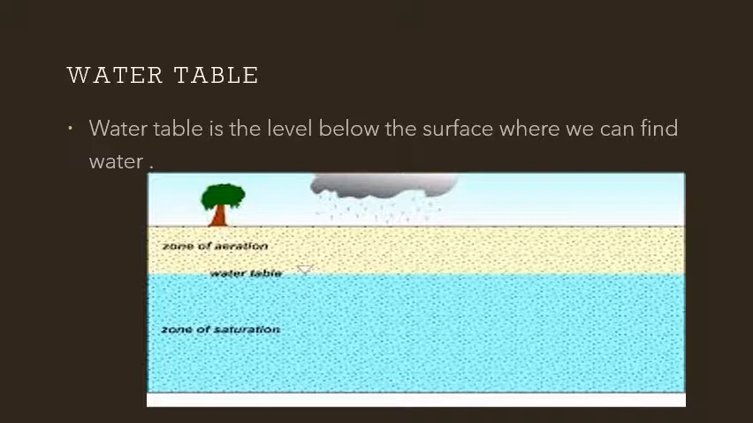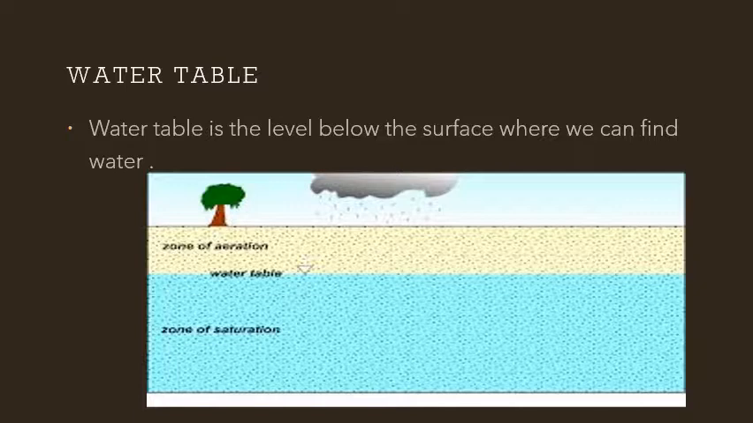Now, how are we losing groundwater? For that, you need to understand what is a water table. We know how much water there is underground by looking at the water table. So, what is water table? The water table is the level below the surface where we can find water. That means how deep we have to go under the ground to get the water is the water table. Now, when we use too much groundwater, then the water table will go down. We will have to dig deeper and deeper to get water.